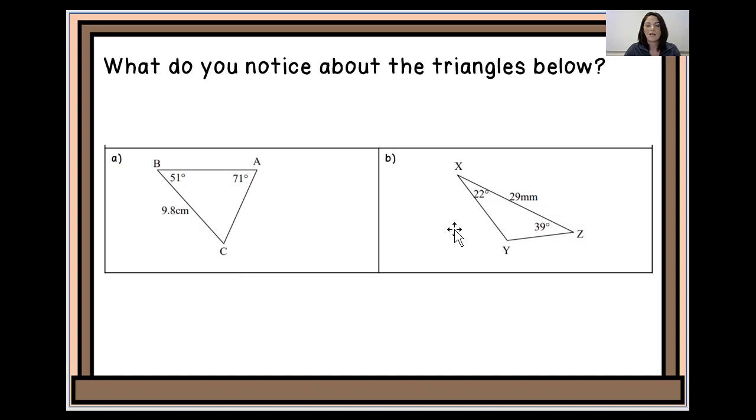And also if I look at B, I notice the same thing. If I add 22 and 39 and I subtract that from 180, Y is not 90 degrees. So these are not right triangles. That makes these acute triangles. Okay, let's write that down.